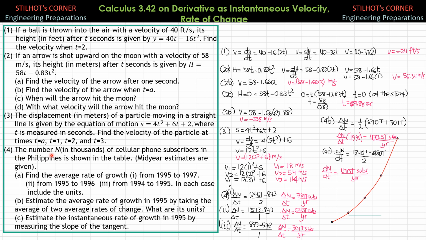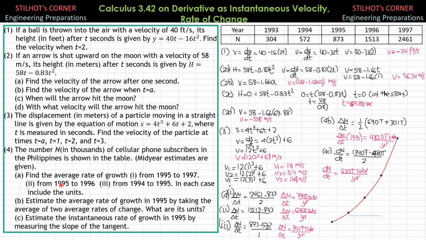Then problem 4, the number N, capital N, in thousands of cellular phone subscribers in the Philippines is shown in the table. Mid-year estimates are given. So this is the table. Find the average rate of growth, part A, from 1995 to 1997. So from 1995 to 1997, 2,461,000 subscribers minus 873,000 subscribers divided by 2, where 2 is the difference between the period 1997 and 1995 in years.